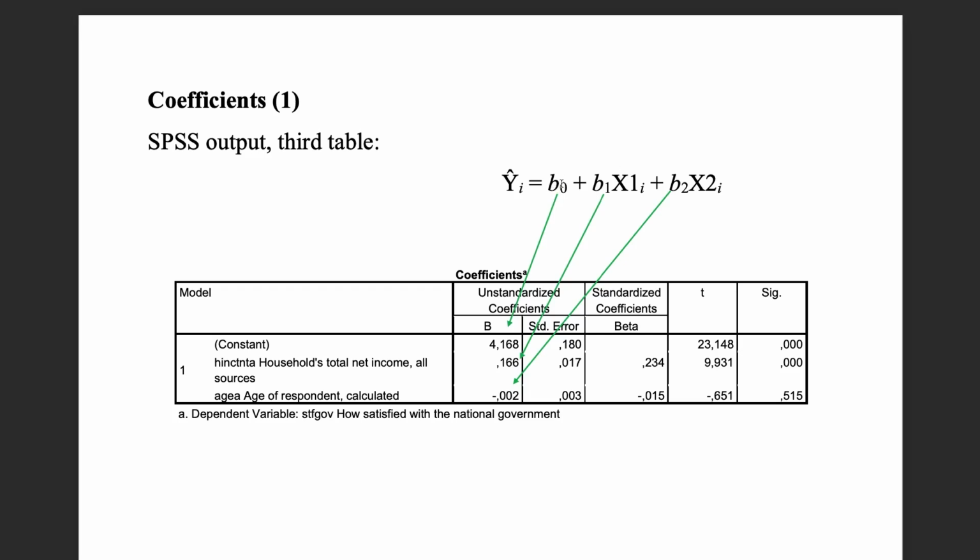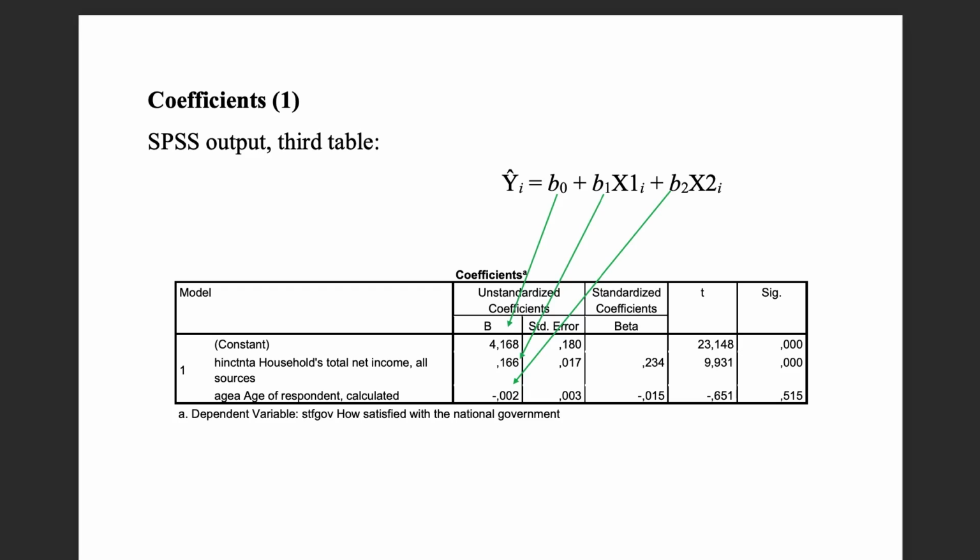It is that predicted value if B1 would be multiplied by 0 and B2 would be multiplied by 0. In other words, it is that predicted value when income and age take the value 0. So for a person that earns 0 income and is 0 years old, the predicted value on satisfaction with the national government is 4.168 points. Again, that makes no sense because such a person doesn't exist, but that doesn't need to worry us for now. But it is the interpretation of the constant.